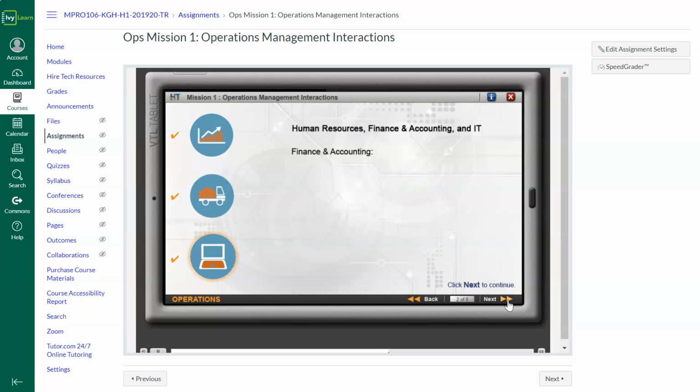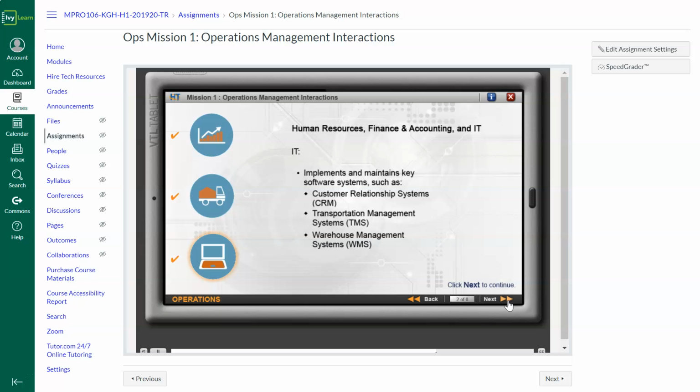Finance and accounting work together on tasks you might expect, like making sure employees get paid, but also on more complicated work, like structuring the financing for equipment purchases, meeting supplier payment terms, and keeping cash coming through the door. Finally, the IT department keeps everything running smoothly by implementing and maintaining key software systems, like the ones we discussed earlier: customer relationship management systems, transportation management systems, and warehouse management systems.